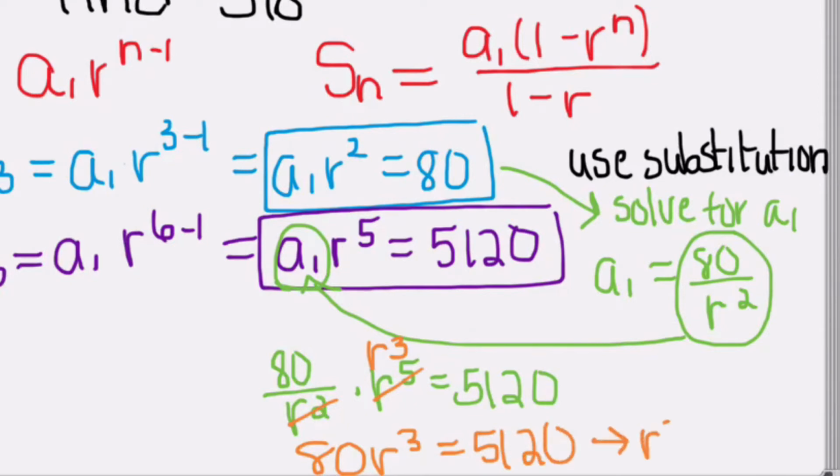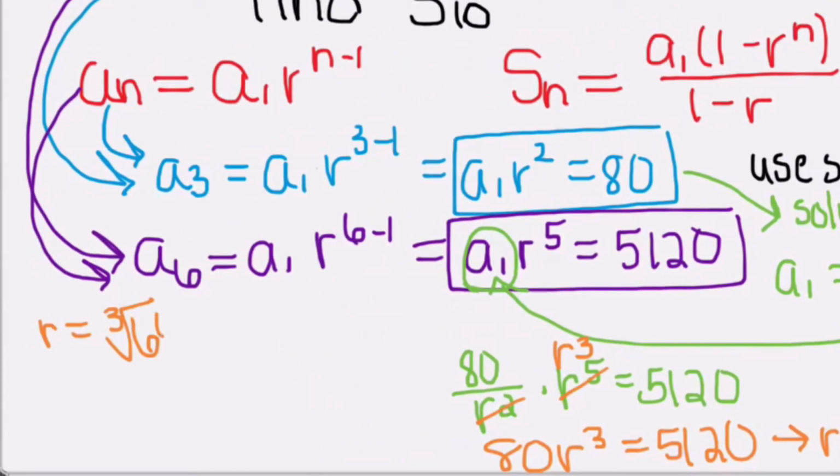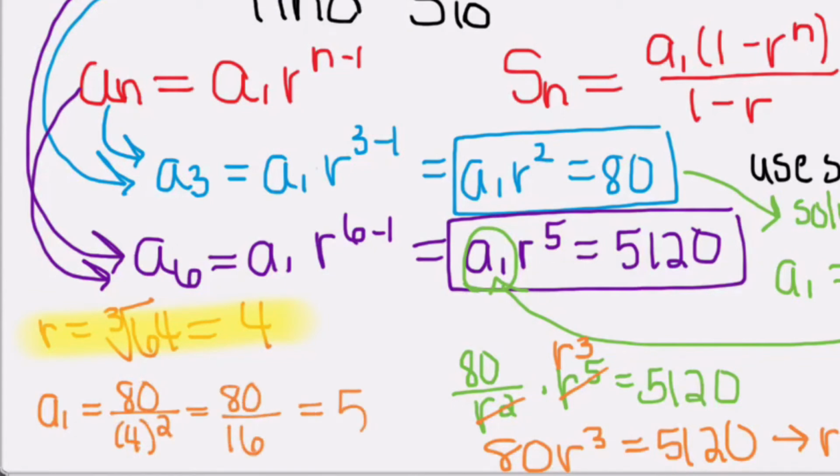Dividing both sides by 80 gives me r cubed is equal to 64. And then the last step is to take the cube root of both sides, which gives me r is equal to 4. And now I'm going to plug this value in to find a sub 1, which is 5.